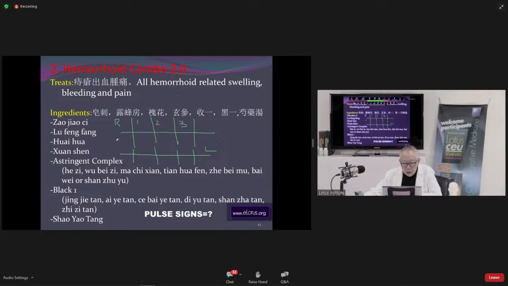The right 尺 is deep and scattered, something like this. Just something like our 缓脉. 缓 means scattered and soft and no shape. On the, sorry, not here.